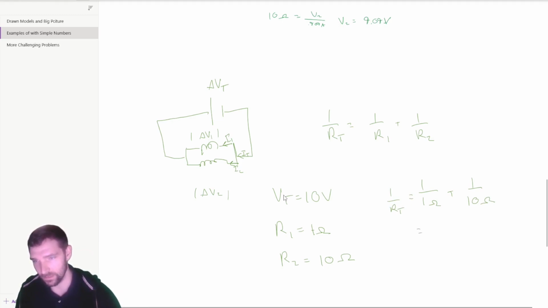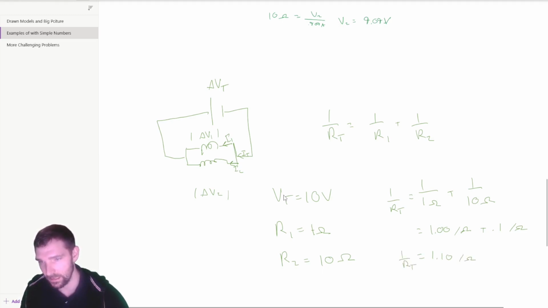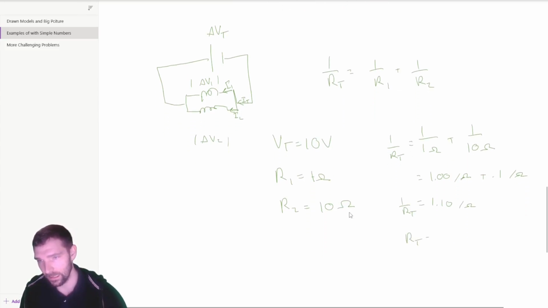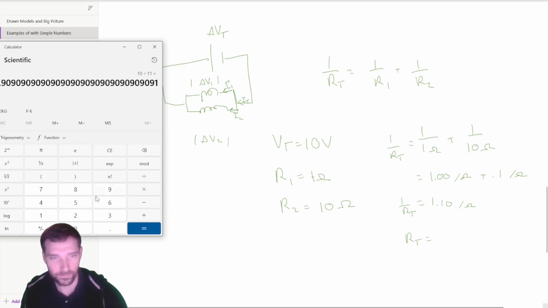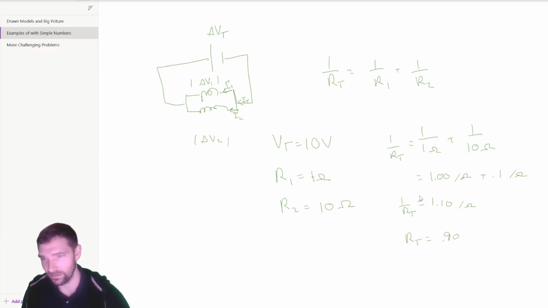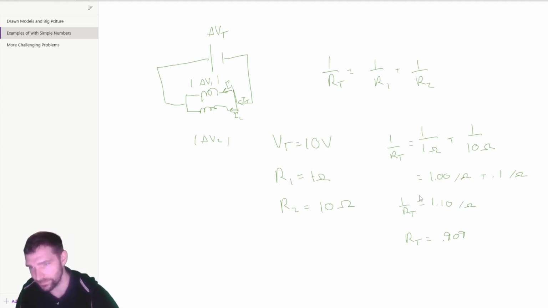So we can then work with the decimals. Those are a little bit easier. So we've got 1.00 over an ohm added to 0.1 over an ohm. So we end up getting 1.10 per ohm, and this is 1 over RT. So if we want to solve for RT here, it ends up being 1 divided by 1.1, and you're probably like, okay, I kind of get it now. 0.909 is now this resistance here.